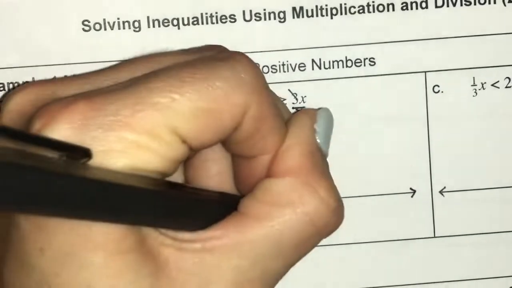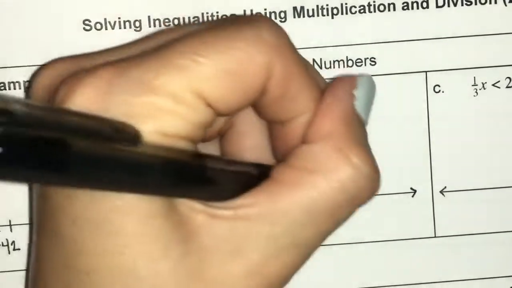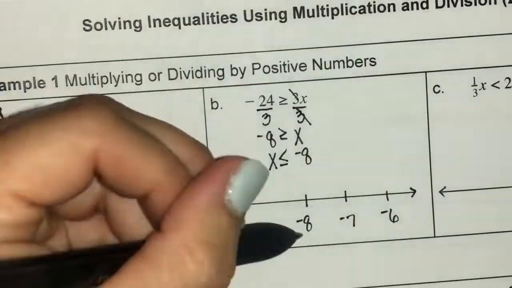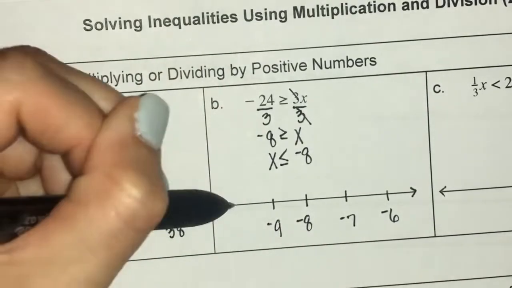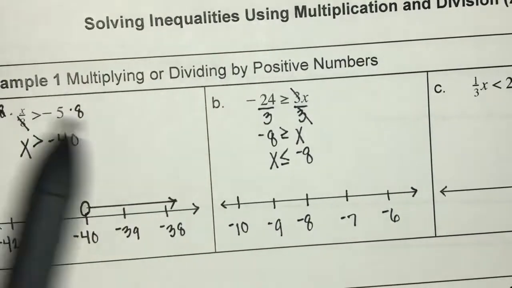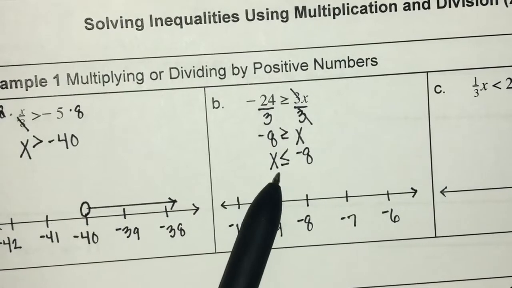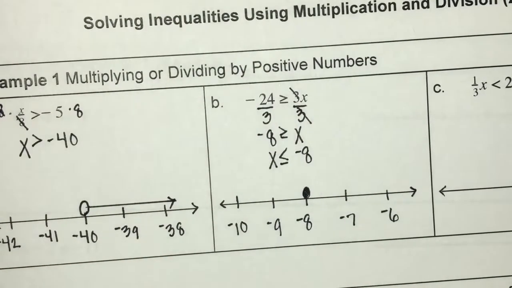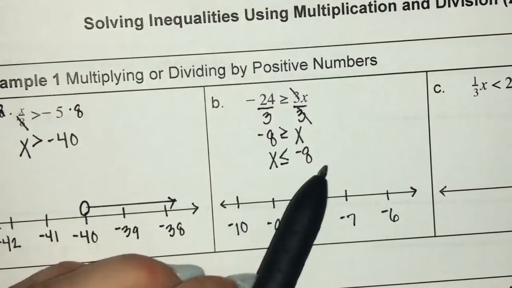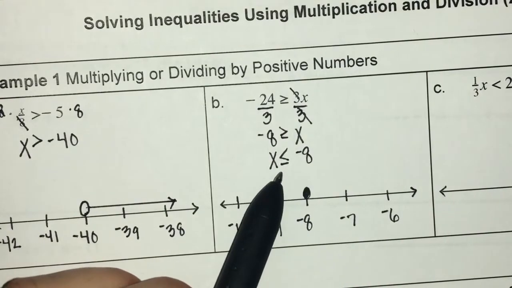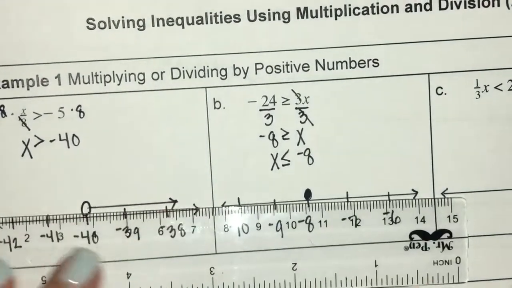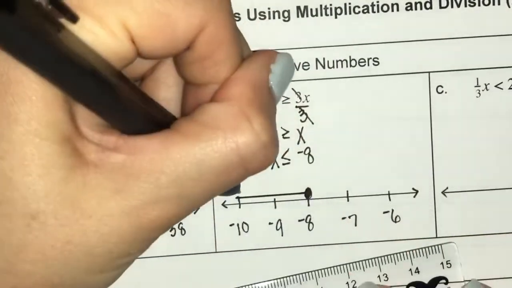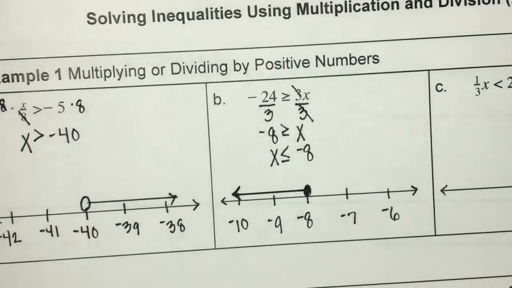Negative 8 will go in the middle of the number line, and if I want to go up 1, that would be negative 7, up 1 again to negative 6. If I want to go down 1, it'd be negative 9, down 1 again to negative 10. The inequality symbol is less than or equal to, so I'll have a closed dot on negative 8. If x can be less than or equal to negative 8, then I need to go over all the numbers that are smaller than negative 8, so I need to go to the left. When x is less than that number, or less than or equal to, we're going to the left. If it's greater than or equal to, we have to go to the right.